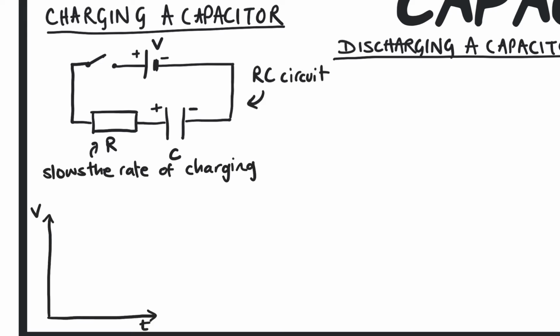What we find is if we have a very small resistance, then the voltage across the capacitor will increase sharply at the beginning, and then it will start to level out until it reaches a maximum value. Now that maximum value here is equal to the EMF of the cell.